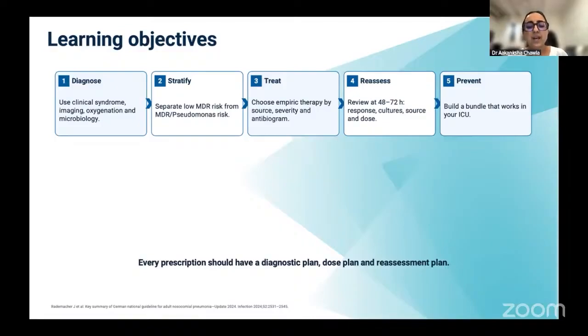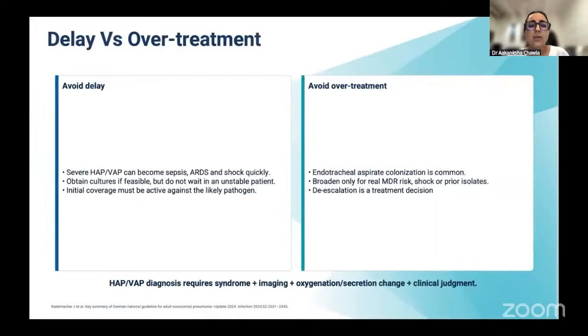So every prescription should have a diagnostic plan, dose plan, and a reassessment plan. Now, what I want to emphasize here is that when you have a patient in whom you're suspecting this, do not delay treatment, especially when the patient has a severe HAP or VAP infection, because it can quickly convert into septic shock, ARDS, multi-organ failure. Obtain cultures as soon as possible, but do not delay treatment in order to obtain samples, especially in patients who are unstable. And initial coverage should have therapy which should be active against the likely pathogen that you're suspecting.